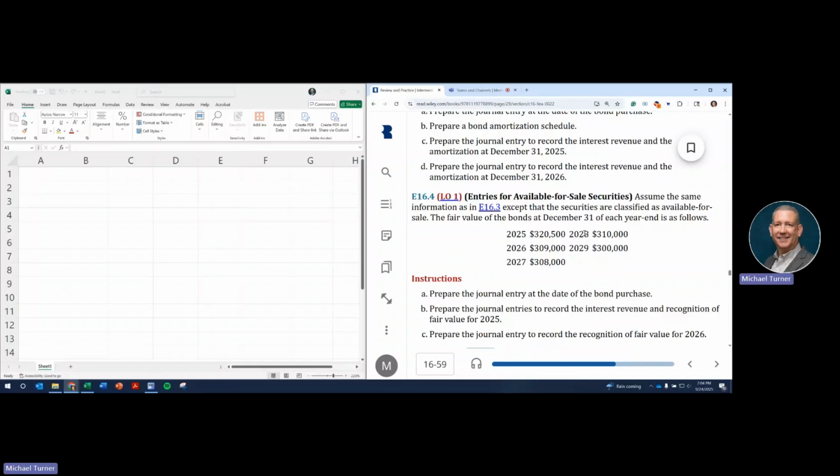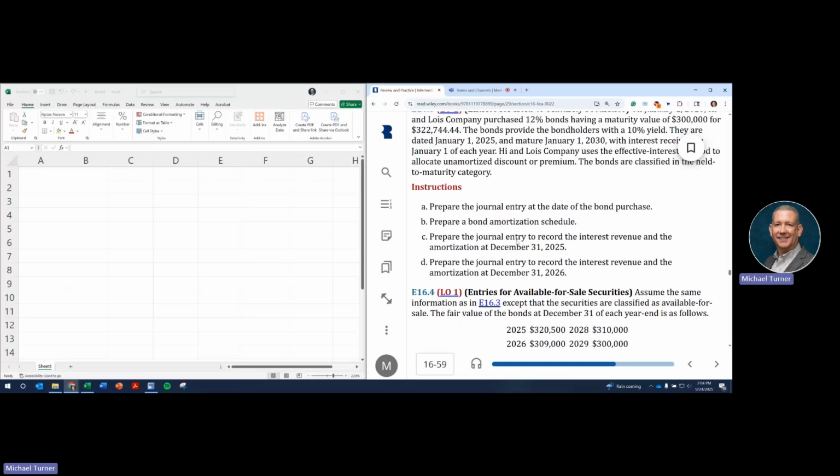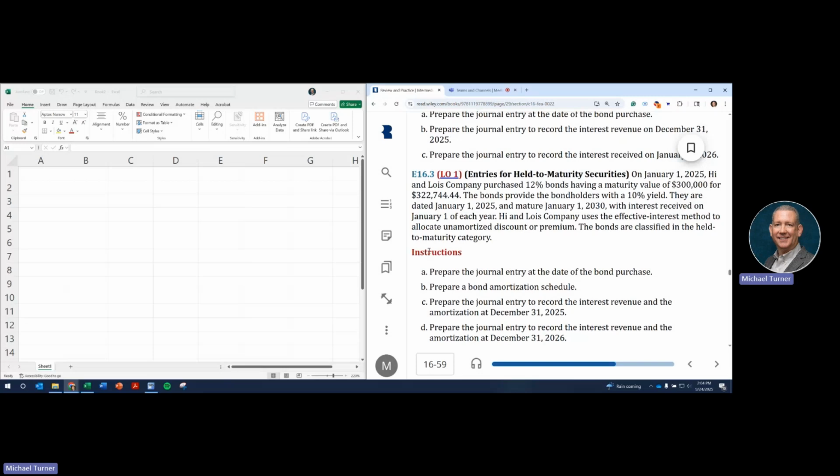So it says, assume the same information from exercise 16.3. So let's scroll up and take a look at 16.3. It's similar to this, except they're going to ask us different questions. So let's capture the facts.